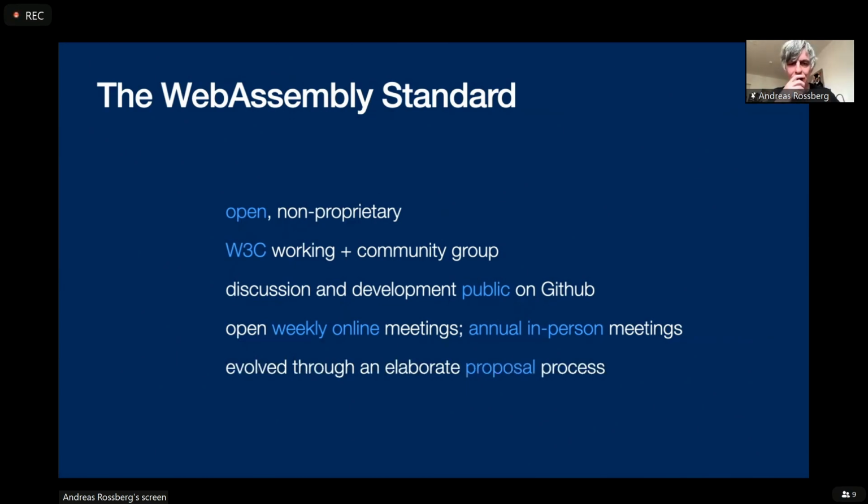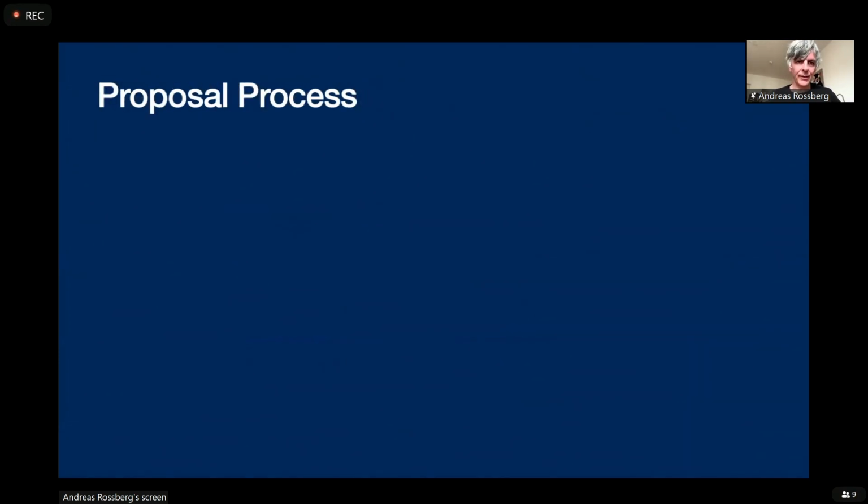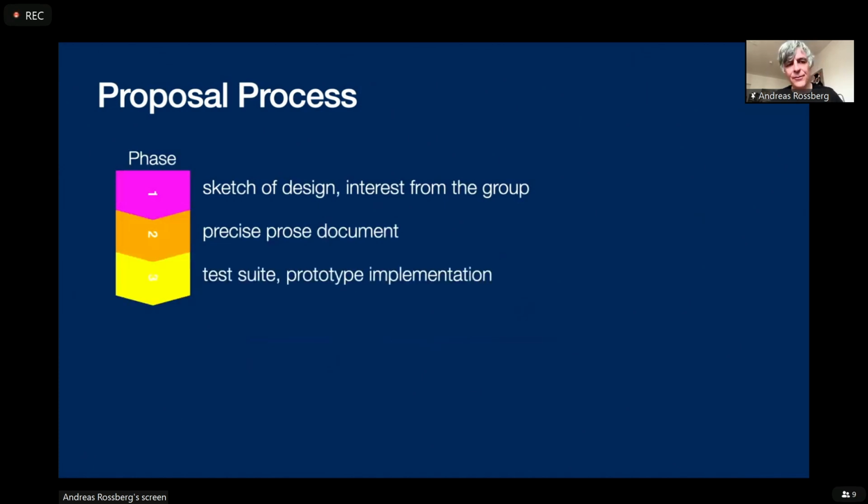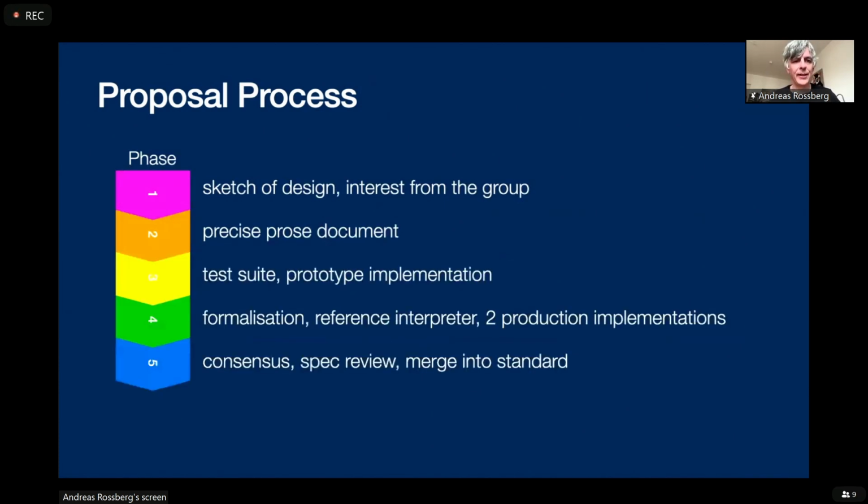Part of the reason it has is that we have quite an elaborate process for doing proposals. Proposals are how we evolve the language. There's a process for that that goes through various phases, which I won't explain in detail here, but there are 5 phases with various deliverables. Each progression to the next phase requires a vote from the group, which checks that all these requirements are met. When you've reached stage 5, essentially, that's when your new feature is standardized.